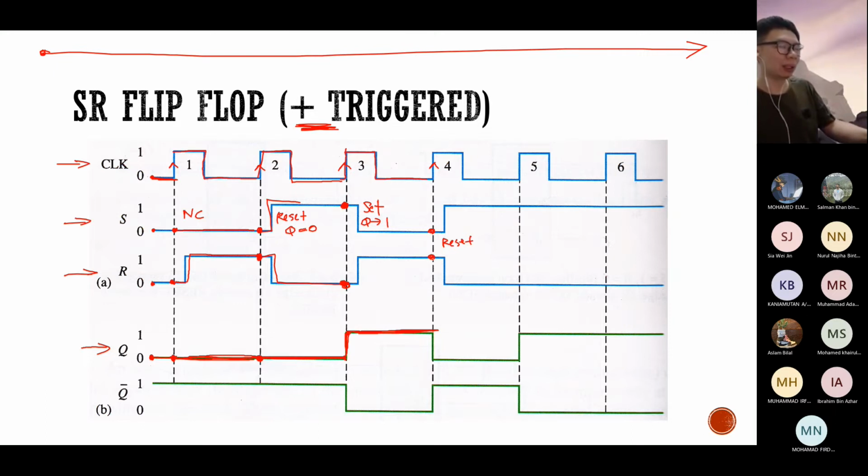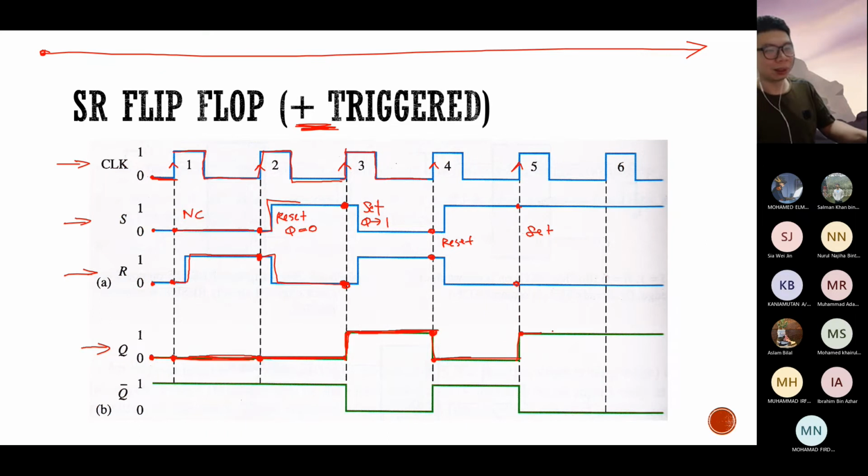Reset means you're going to make the value of Q to be 0. So at this point of time, your present value of Q is 1, it's going to drop to 0 because at this point of time, it is in a reset state. Okay. And then it goes until it meets another edge over here. So at this edge, you have a value of 1 and 0. So value of 1 and 0 is a set state.